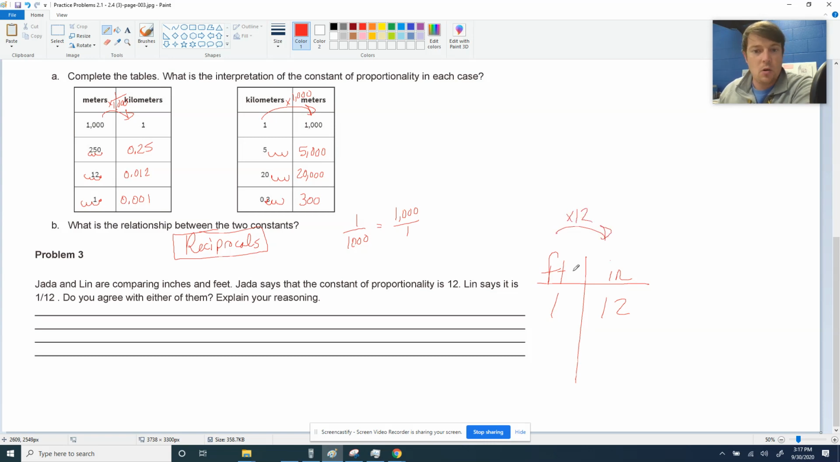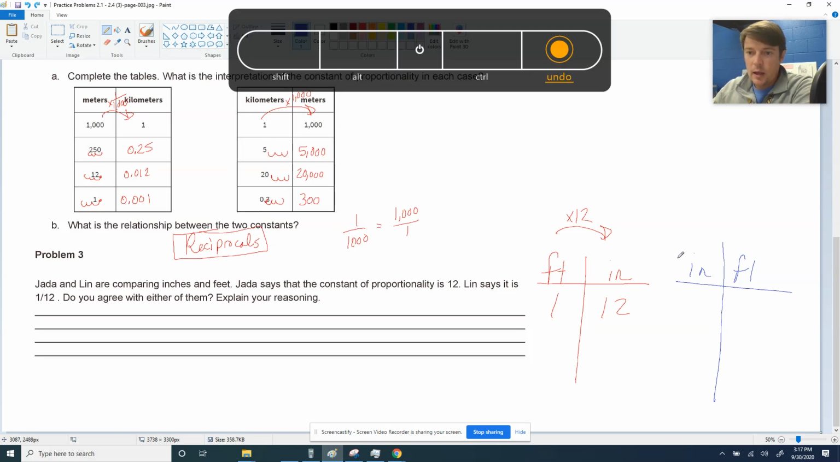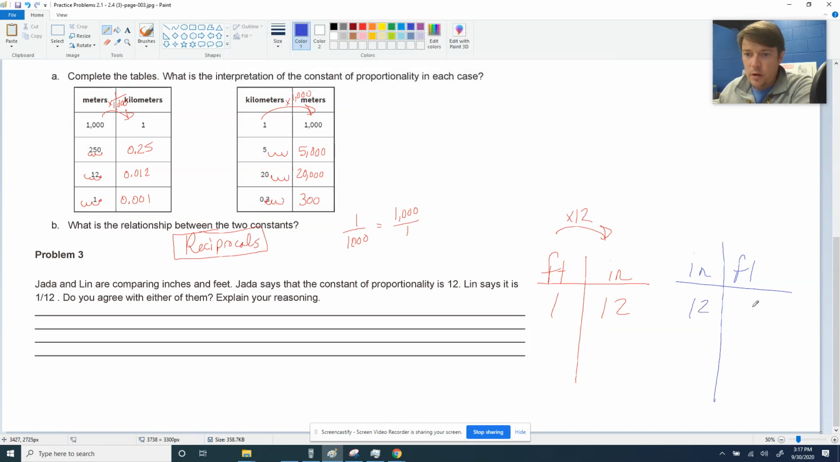But Lynn's like, no, wait a minute. I've got a different opinion on this. I set my table up with inches first. So I'm going to put it like this. 12 inches over here and 1 foot over there. And so when I multiply, my constant is 1/12. Well, who's right? So who do we agree with? Well, actually, they're both kind of right. So do we agree with either of them? We're going to say they are both correct.